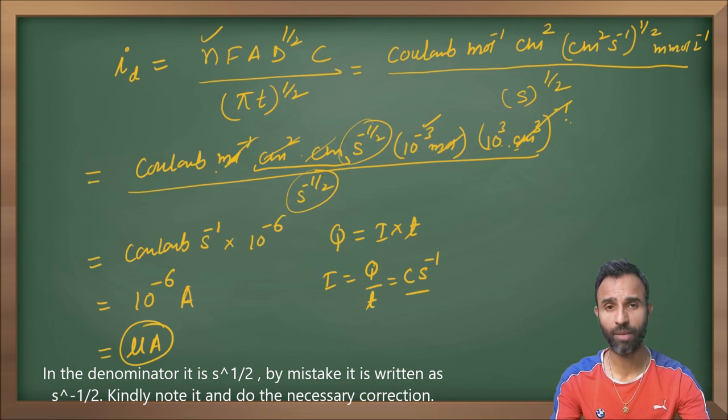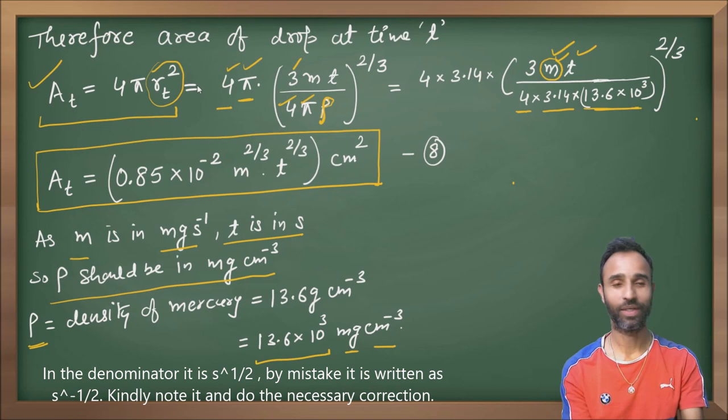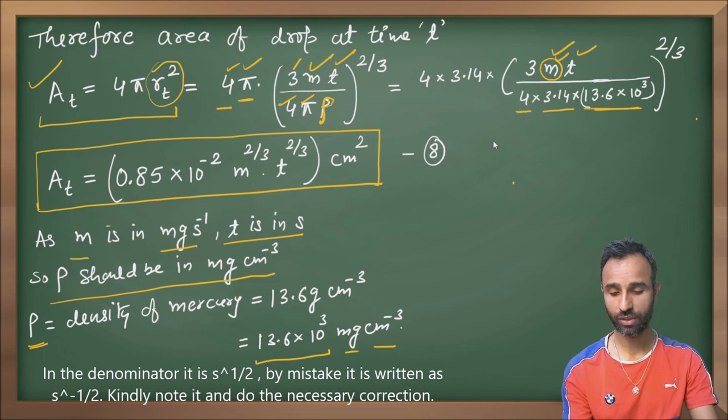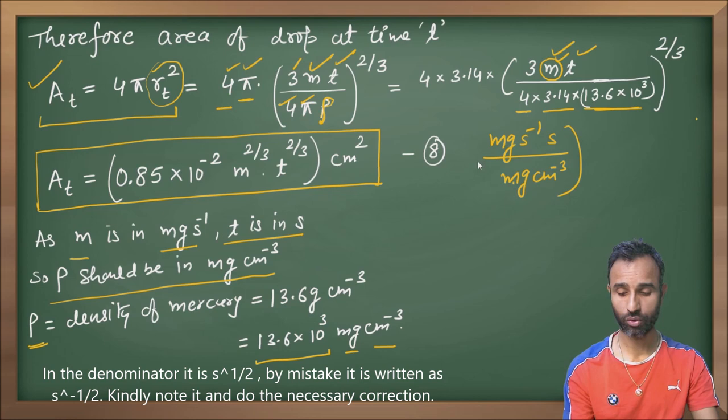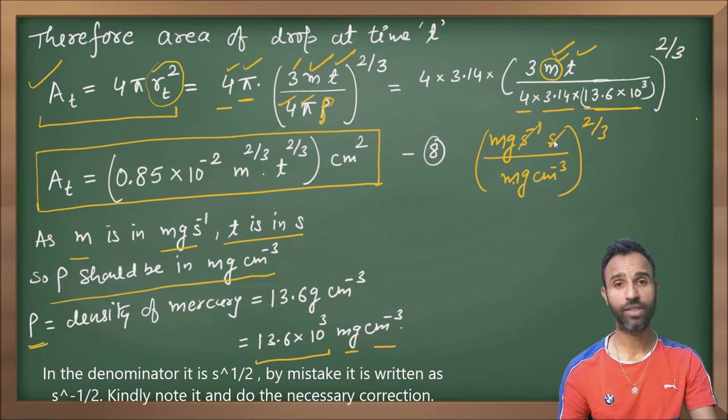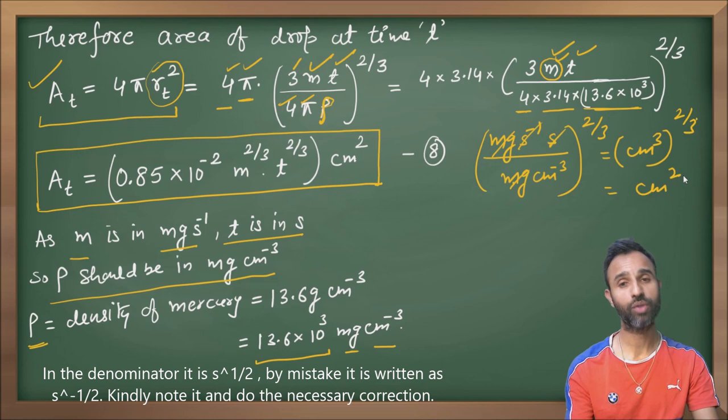Now come to the area part. Here, if r is in centimeter, the area is in centimeter square. Now come to this part, we know m is in milligram per second, the flow rate of mercury, t is in second, 4/3 and pi are dimensionless, rho is in milligram per centimeter cube, and it is raised to power 2 by 3. Okay. So second per second cancel, milligram milligram cancel. So it becomes centimeter cube raised to power 2 by 3, means it is in centimeter square. That's it. So area is in centimeter square and diffusion current is in microampere.